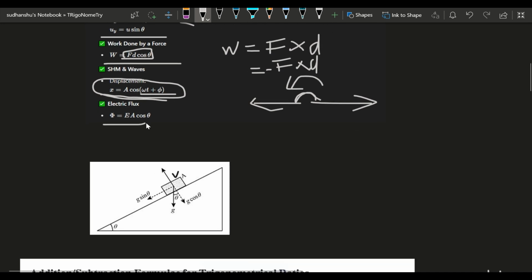The next is electric flux. This also is the amount of electric field that affects an area. That is what flux is. I can't explain it right now, but it is also very useful. Okay. Now, for a simple example, let me go through this.